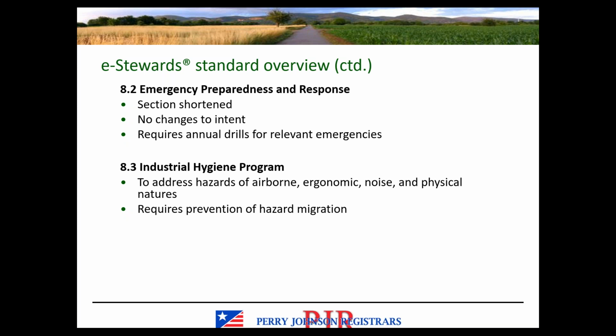8.3 houses the industrial hygiene program requirements. This section addresses hazards of an airborne nature, ergonomic nature, related to noise, and of a physical nature. It also requires prevention of hazard migration. So if you have hazards in certain areas of the facility, have controls in place to prevent those hazards from migrating to other departments, common areas such as break rooms, restrooms, cafeterias, the front office. Certainly don't want that stuff going home with the employees either.